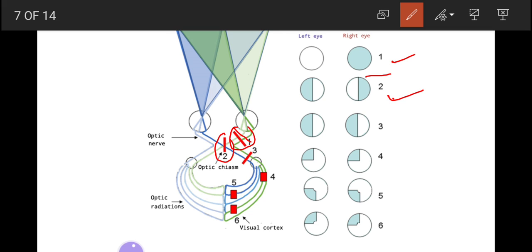Next, if there is a lesion at the optic chiasma, we will get bitemporal hemianopia, that is loss of vision of the right half of the right eye and the left half of the left eye. That is why it is known as non-homonymous hemianopia or bitemporal hemianopia. Next, after crossing the optic chiasma, it forms the optic tract, number 3.